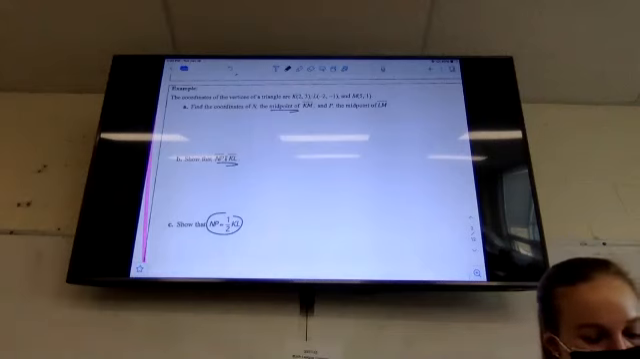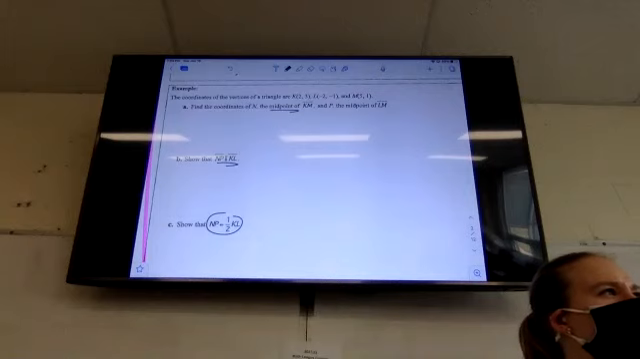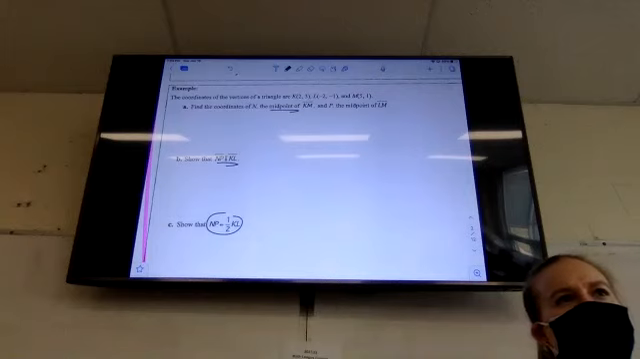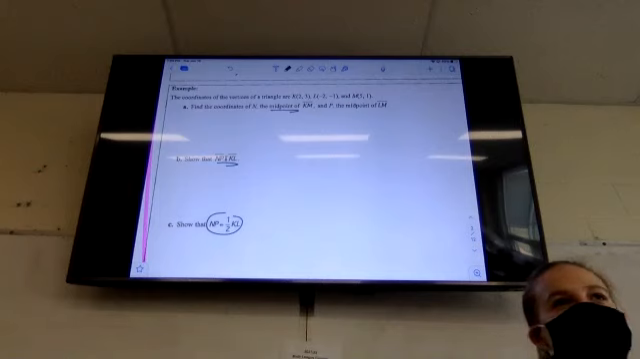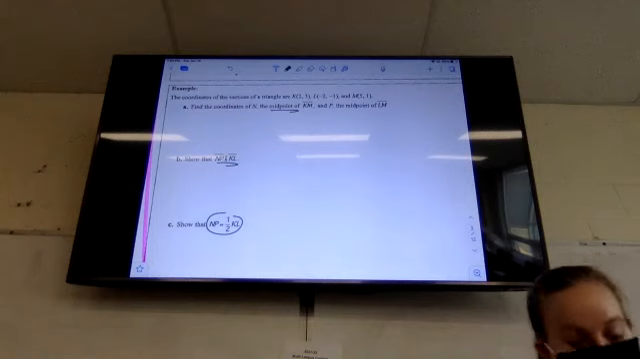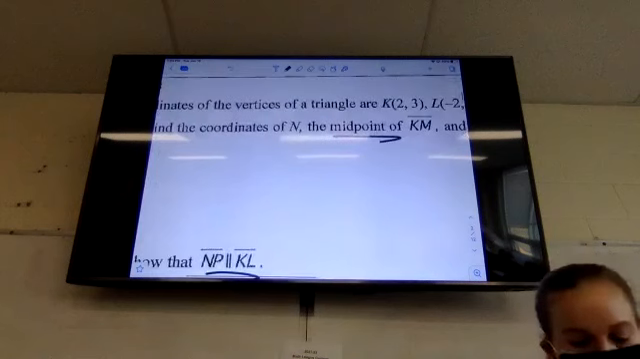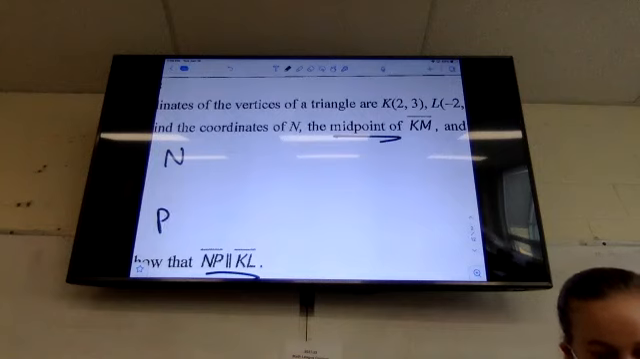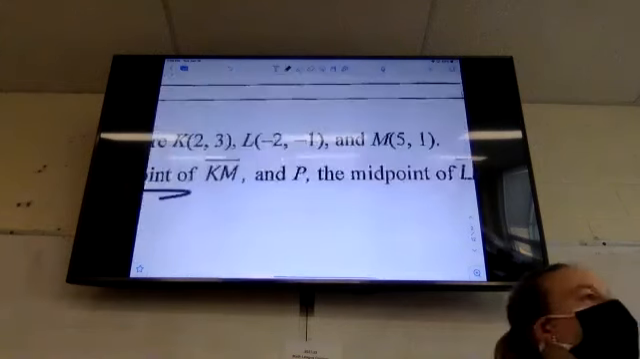So the first one says, find the coordinates N of the midpoint KM and P the midpoint of LM. Which formula do you think we should use? It says find the midpoint. Which equation should we use? Midpoint formula. That wasn't a trick question, I promise. Girls, you find N, the midpoint of KM. Boys, you find P, the midpoint of LM. I'll leave the points up on the board if you need to see them.